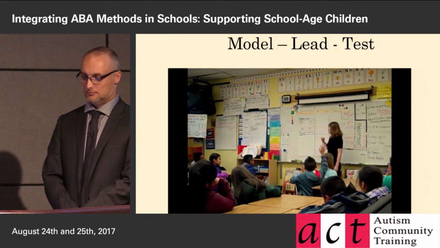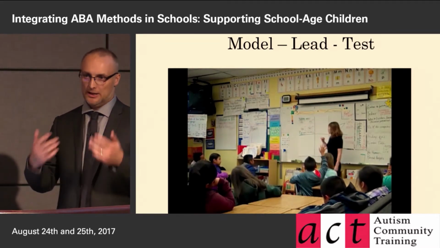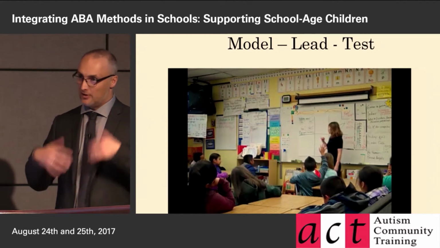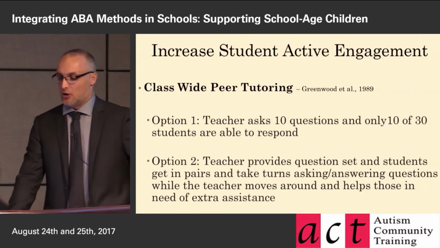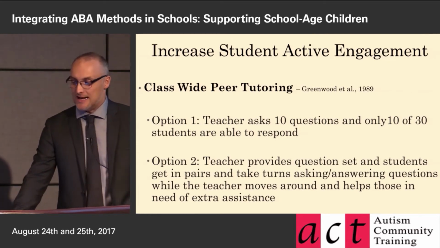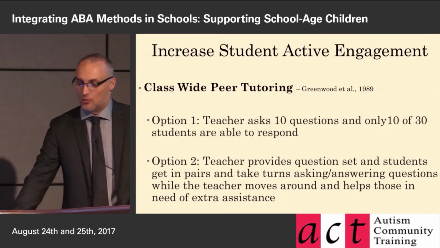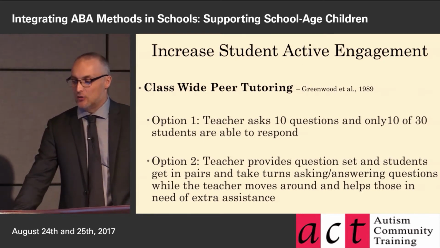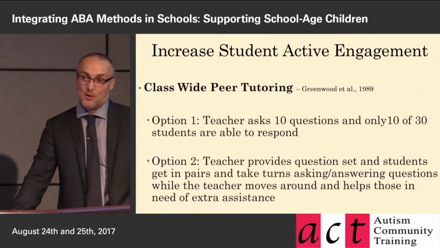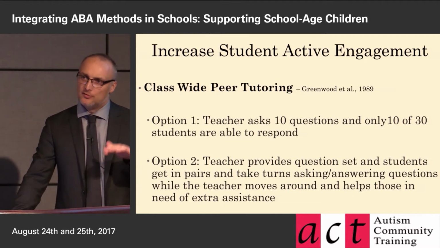All right, so you see the model, lead, though you didn't really see the test on that one, but another variation of the theme of active student responding, choral responding. Another way to increase student active engagement is class-wide peer tutoring. So option 1 in instruction is that the teacher asks 10 questions, and only 10 of the 30 students are able to respond to those questions, right? It's a low response opportunity for your average student.